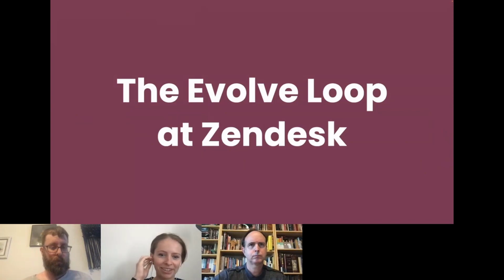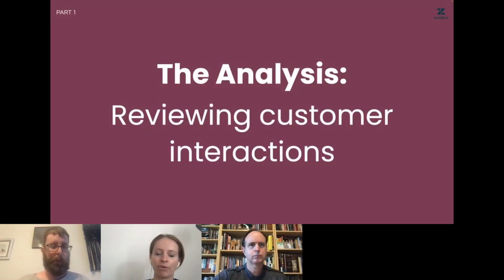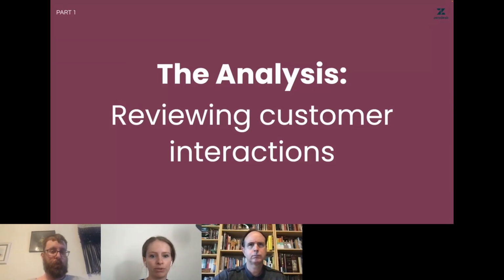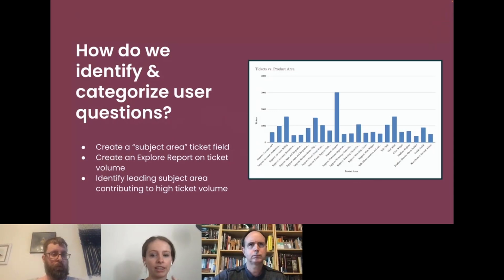Cool. Thank you, Ben. You can go on to the next slide. I'm going to share how we do the evolve loop here at Zendesk, taking what Ben just shared and giving you some examples of how we do it here. So our first step is analyzing customer interactions. And if you can move to the next slide, the important thing that we start with is, how do you pick a topic? How do we identify and categorize the questions that our users are asking?